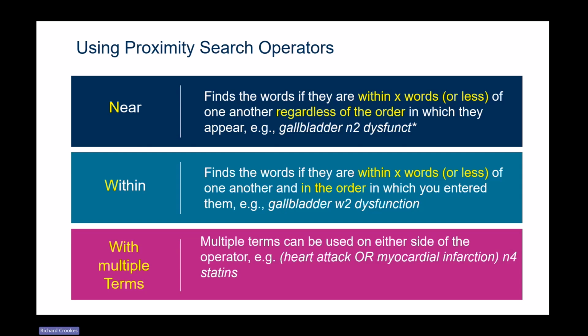Then there's the within operator. So this is more restrictive because it finds words, again, within a specified word range or less of one another, but in the order in which you entered them. So using the same condition, if you put gallbladder W2 dysfunction, it would literally find gallbladder dysfunction, as it were, as opposed to dysfunction of the gallbladder or dysfunctional gallbladder. Okay, so again, the first one, the near operator, may be used more widely because it's broader in scope, okay, and accounts for words appearing in any order.